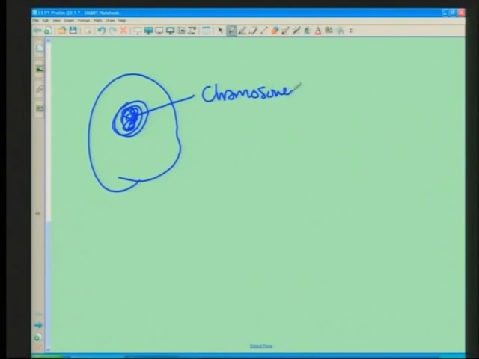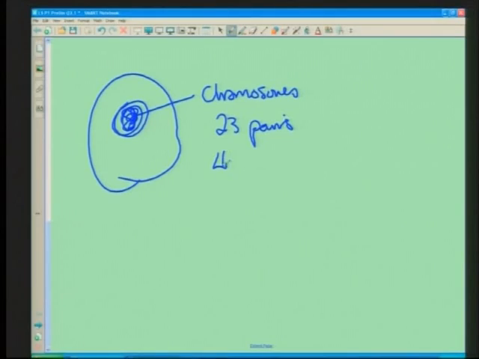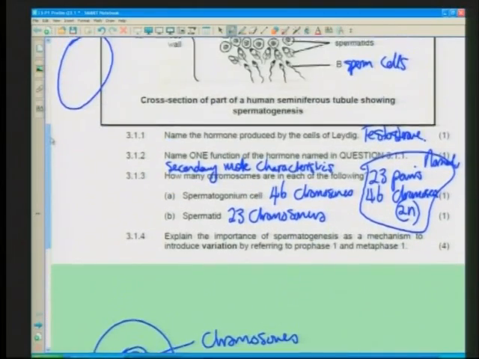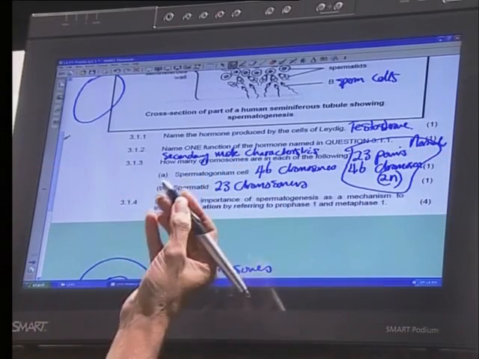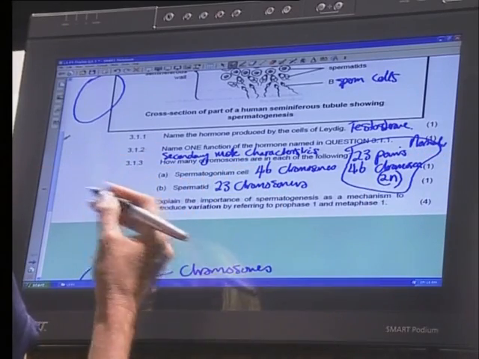How many chromosomes? You are going to have 23 pairs of chromosomes. Now, if you got 23 pairs of socks and I split them open, I'm going to have 46 chromosomes. And those 46 chromosomes pair up into 23 pairs. You follow? Yes, I follow. Your spermatogonium is a normal cell. It hasn't undergone meiosis yet.